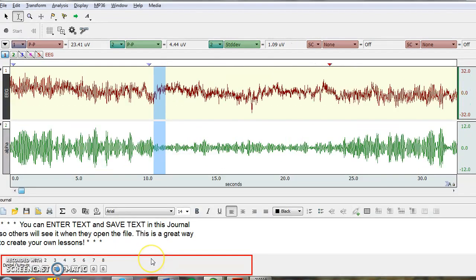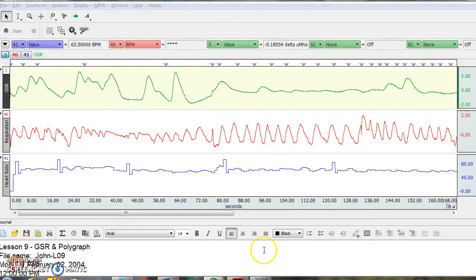This recording is to tell you how to do the data for the third part of the biofeedback lab, which is where you did a polygraph test or a lie detector test. This is what your data should look like.